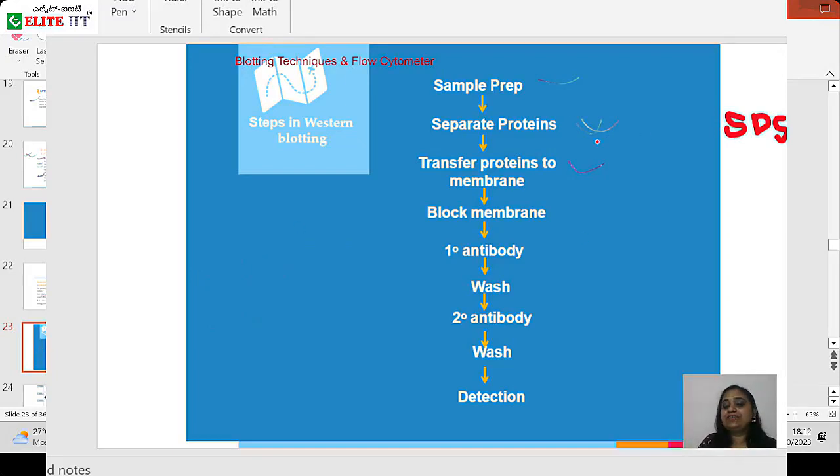So this is the difference. We are using SDS-PAGE here. In case of DNA and RNA, we are using agarose gel electrophoresis. Now the next step is the same: just transfer the protein to the membrane.